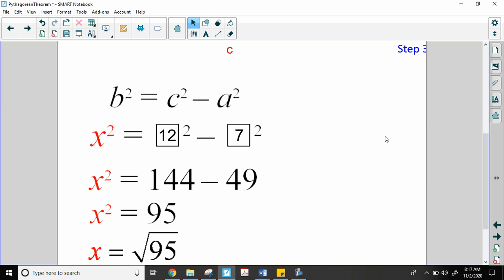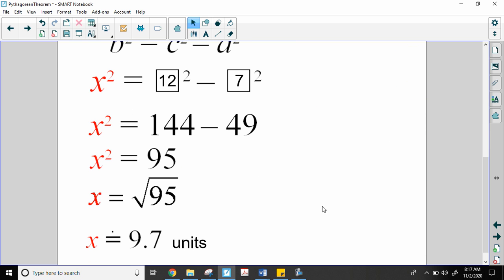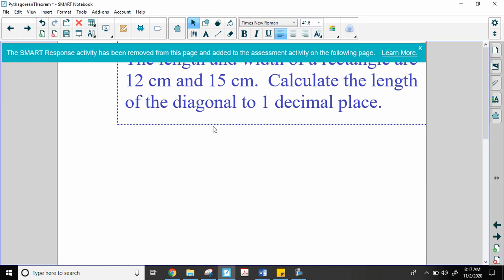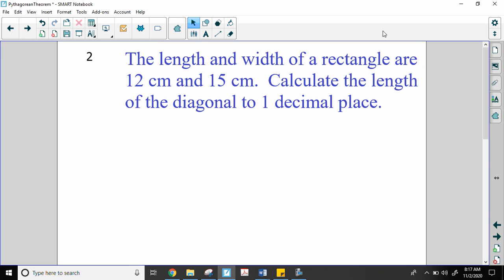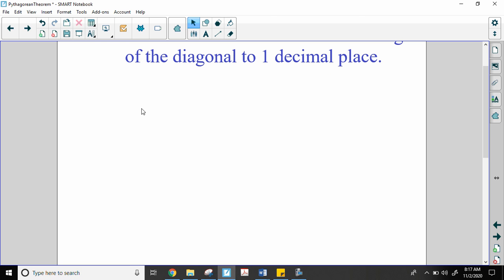So why does that work? Okay. There, I have another example that shows you kind of the math behind it. The length and the width of a rectangle are that and that. Calculate the length of the diagonal to 1 decimal place.